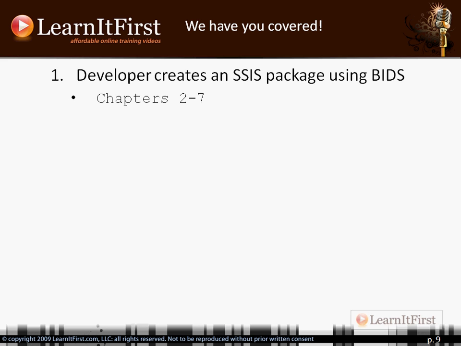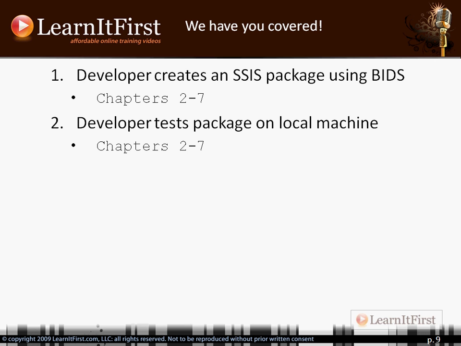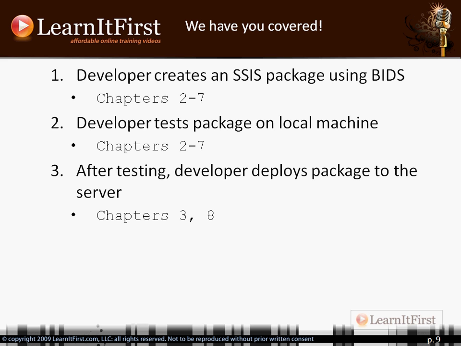Now, I'm going to take you through all the different steps. Like we said in step number 1, the developer creates the SSIS package using BIDS. We're going to do that in almost every chapter in the course. I'm certainly going to do it in this chapter, and we'll do it in almost every other chapter coming up. The testing of the package, it's kind of hard to create it and then not run it, especially in a demo environment like I'm doing. So I'm going to be doing that same thing.